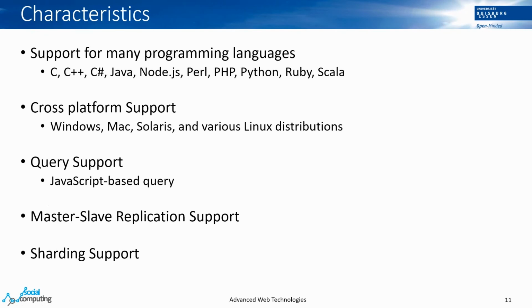Some of the characteristics of MongoDB are that it supports many languages. You can use MongoDB with C, with Java, with Node.js, even with Python and Scala. This is one good thing about MongoDB, that it can easily be used from different languages, and it can also be deployed on different platforms. It has support for Windows, Mac, even Linux. It also supports a JavaScript-based query language.